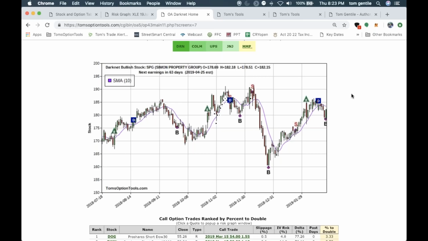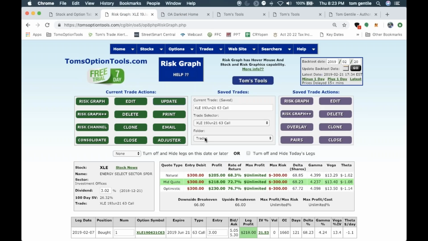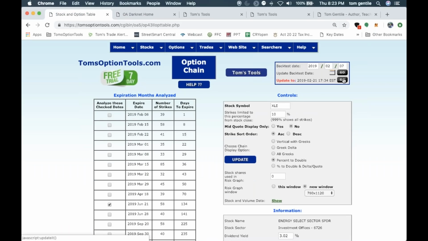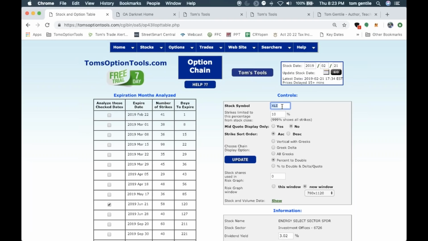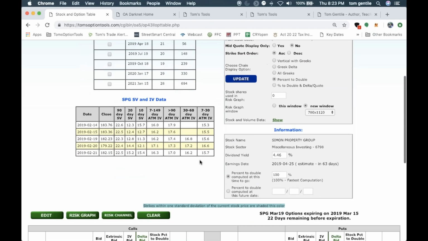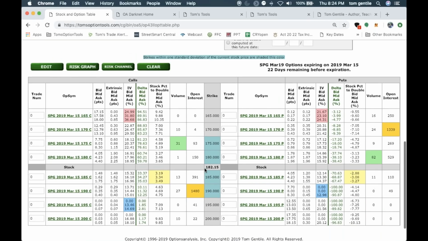So to take this from spotting the opportunity to actually creating the low risk trade is very simple. What we do is we'll use SPG and we'll use 195, and we'll be looking at a month out. So let's go to a stock and option table. Let's go ahead and re-update us to today's date. SPG, that's Simon Properties Group. Now, March 15th, that's the one I want to look at. So I'm going to come down to March 15th, and I know 195 is where I'd like to go.